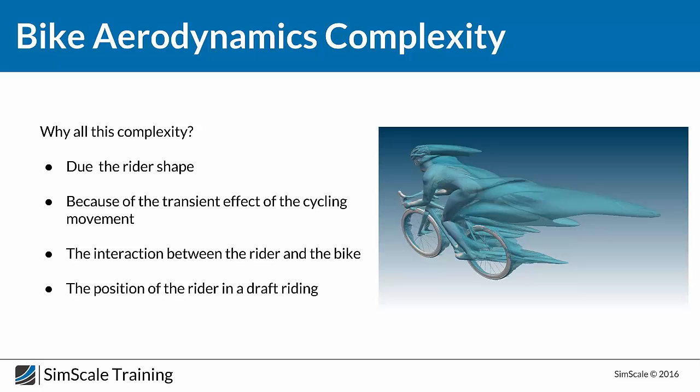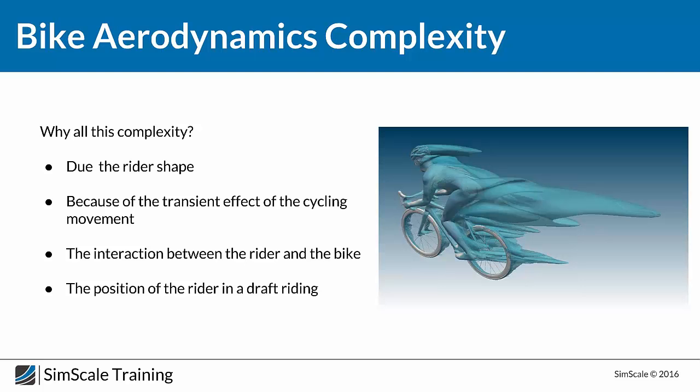The interaction between the rider and the bike is really important. What I mean by this is the position of the legs, the position of the arms, and how the back of the rider is positioned. All these things make the interaction between the rider and the bike a really important factor for the performance of the bike.